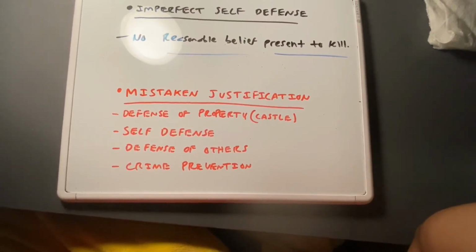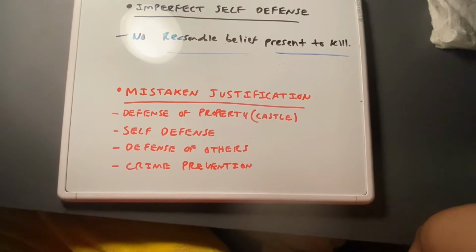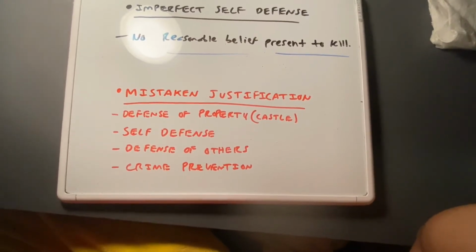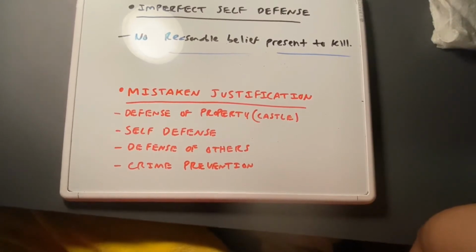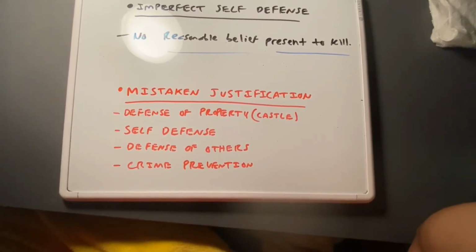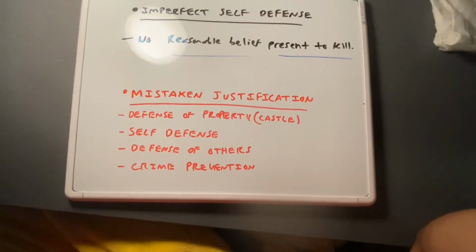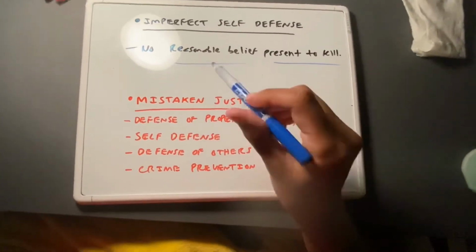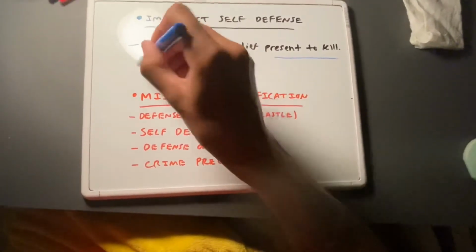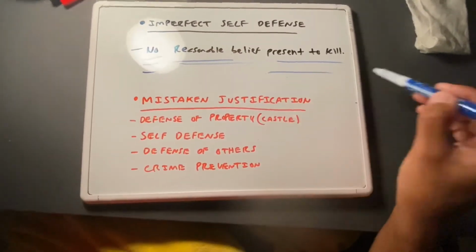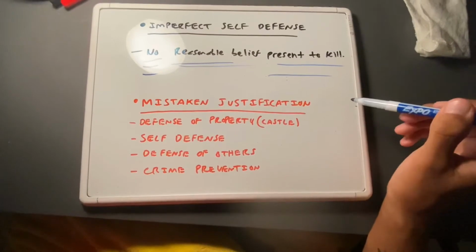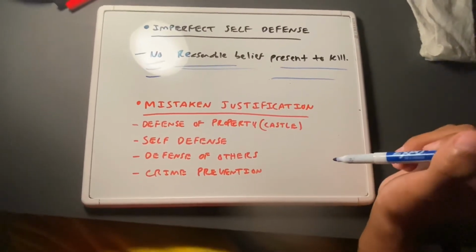Therefore, imperfect self-defense may be something that the defendant can raise in order to mitigate his charge down from murder, first-degree murder, to voluntary manslaughter. So that is imperfect self-defense because, again, there is no reasonable belief to kill.